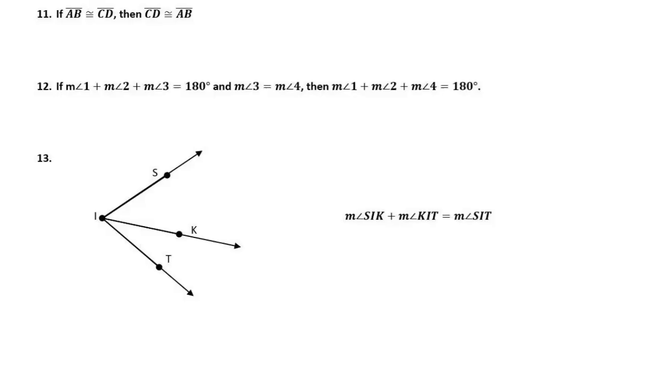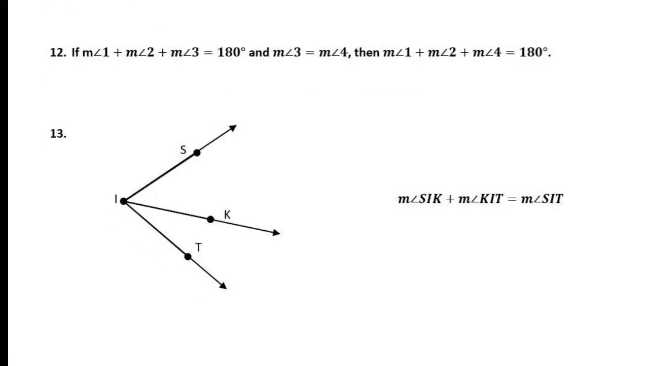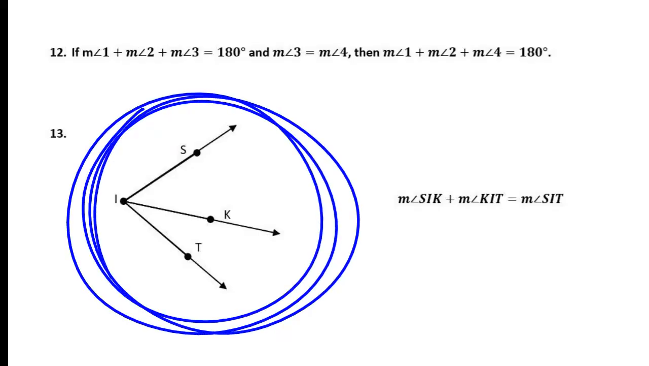All right? Number 13. What do we call this object right here? An angle. Trick question. Not a trick question, but kind of a trick question. How many angles are in the picture? 3. We have 2 little ones, these 2 right here, and together they make the big angle.